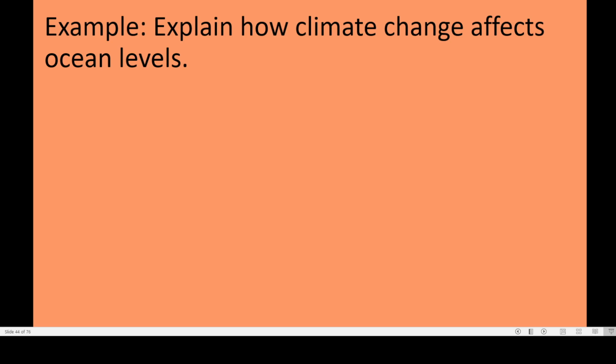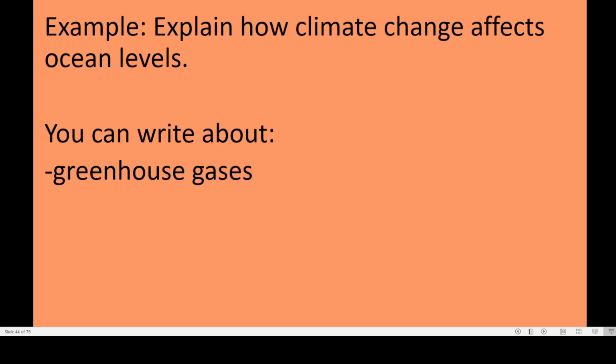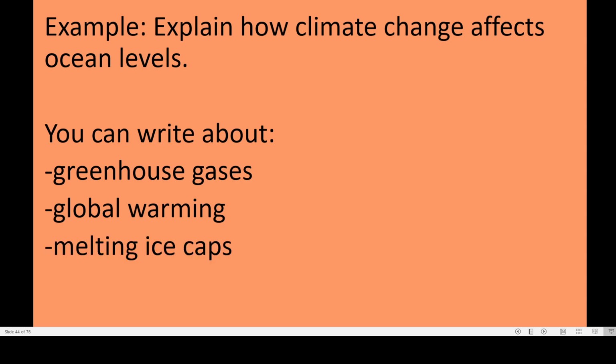So maybe your writing prompt is explain how climate change affects ocean levels. So just some examples, things you could write about. You could talk about greenhouse gases and how greenhouse gases help create global warming. And then global warming melts the ice caps. So at the North Pole and the South Pole, the ice melts, and then that creates rising sea levels. This is just a very basic example.